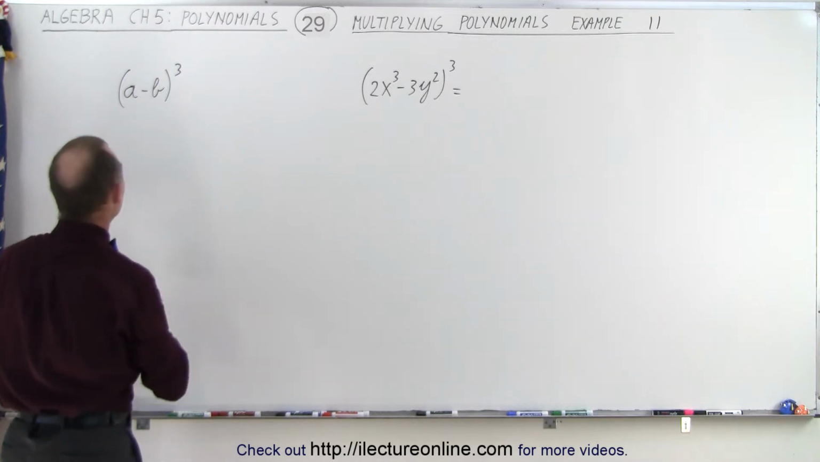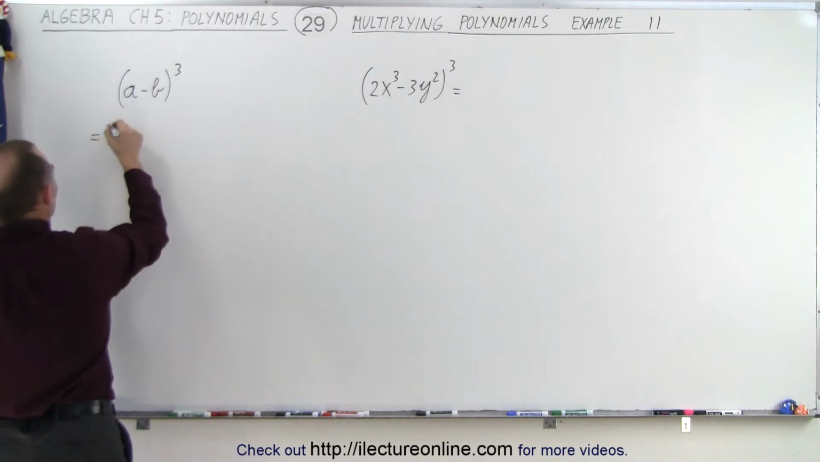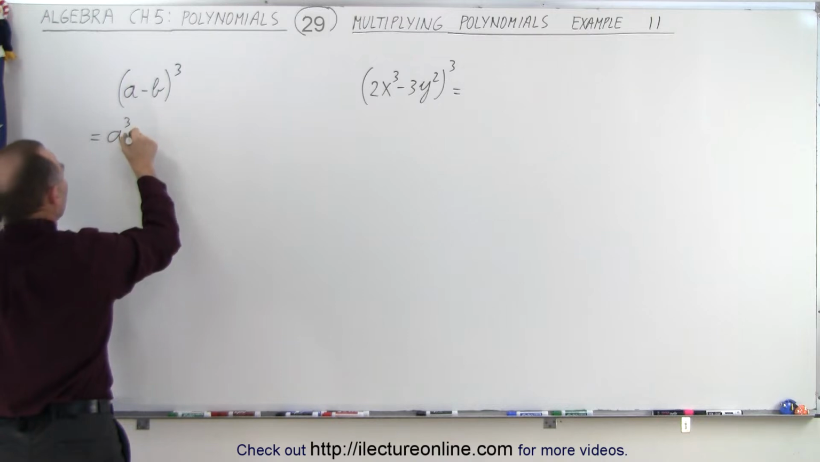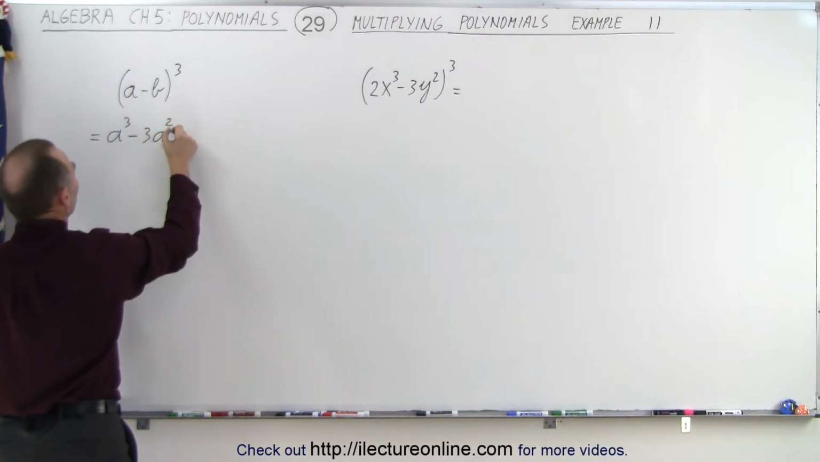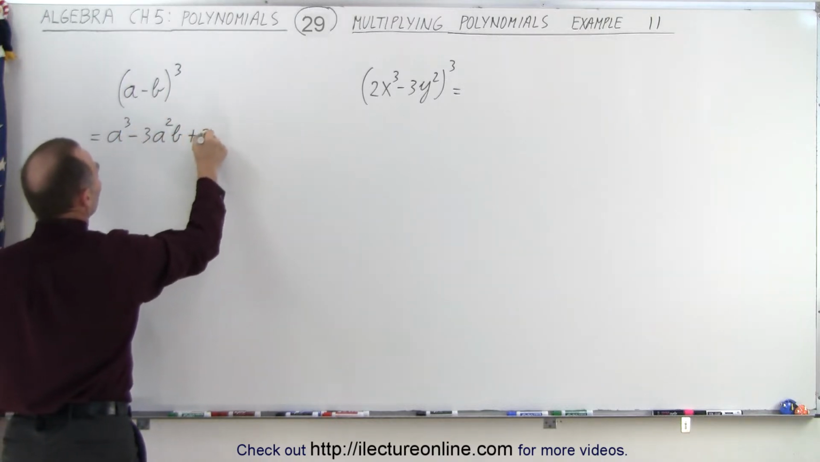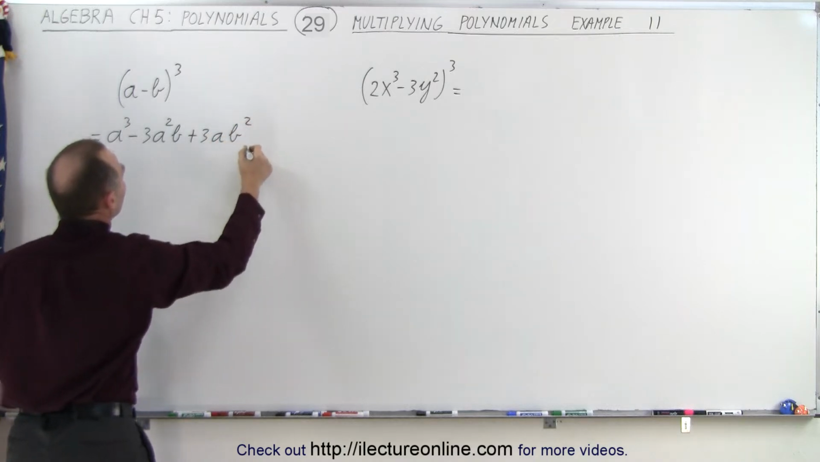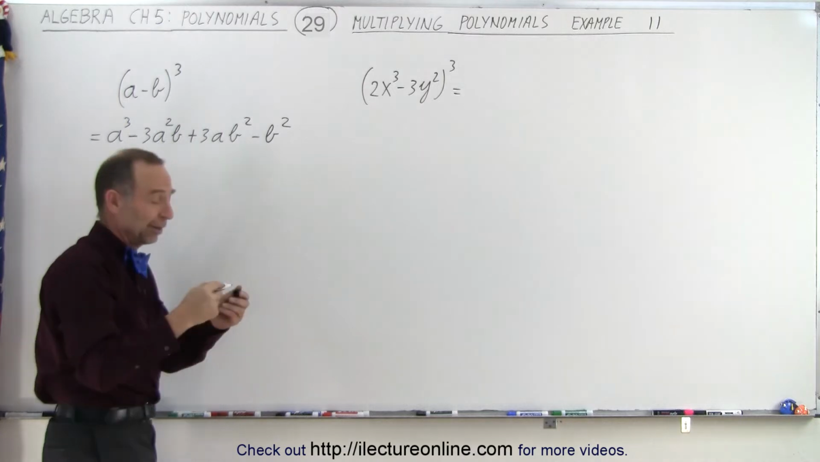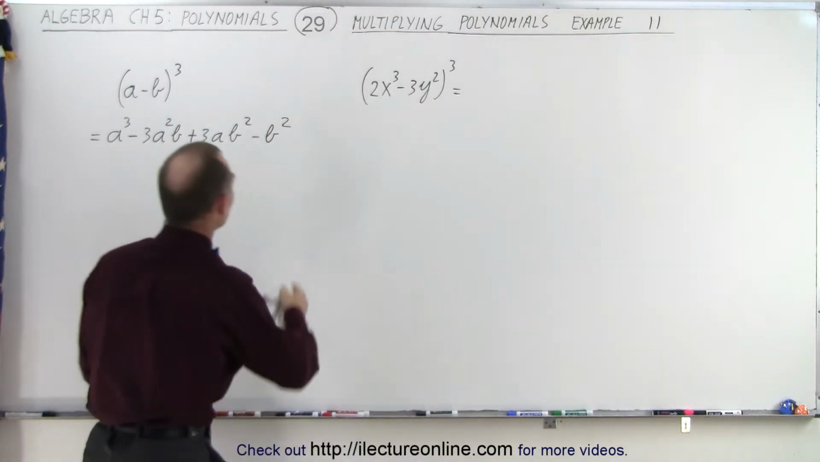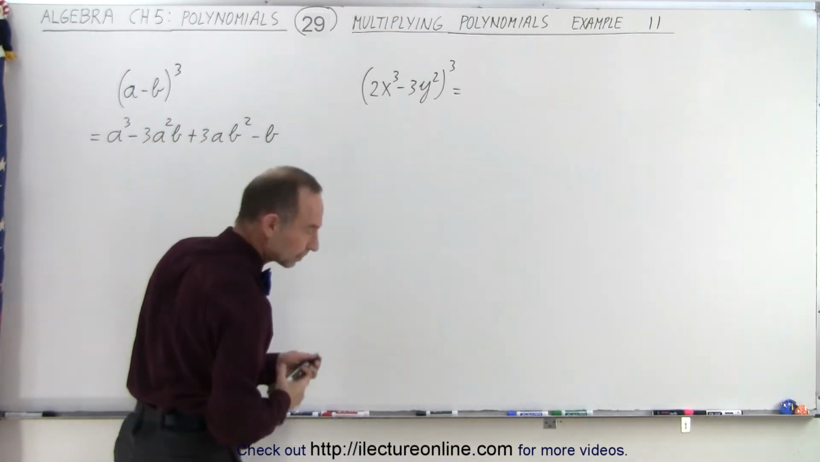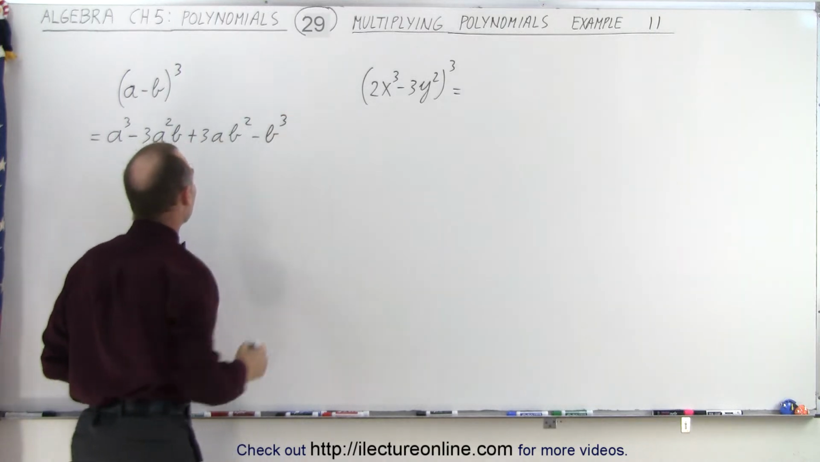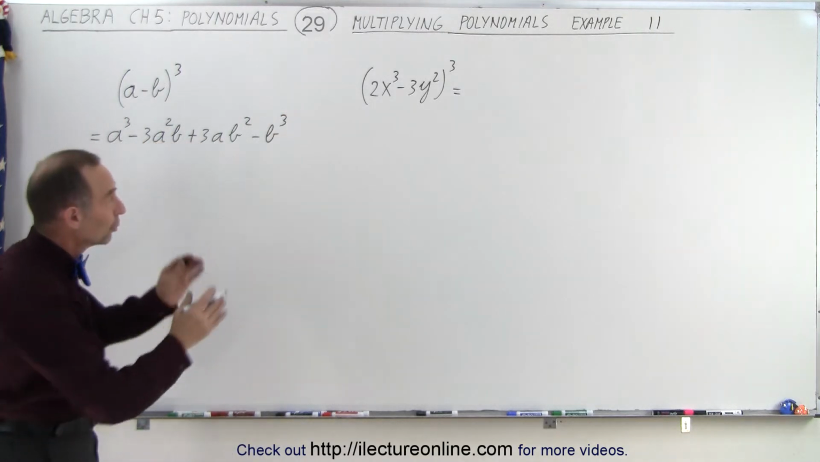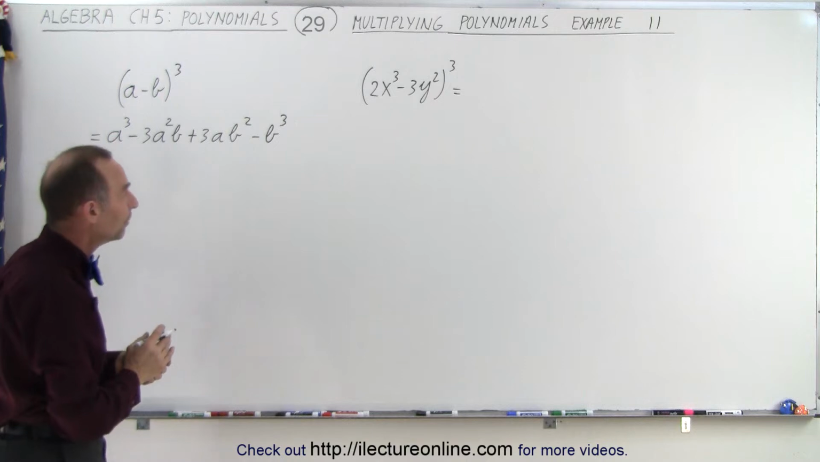The result of this would be equal to the first term cubed, minus 3 times a squared b, plus 3ab squared, and minus b cubed. Oops, I said cubed and I wrote squared. Let me make that into a cube. Like that.